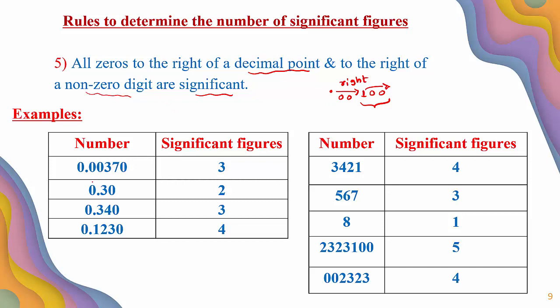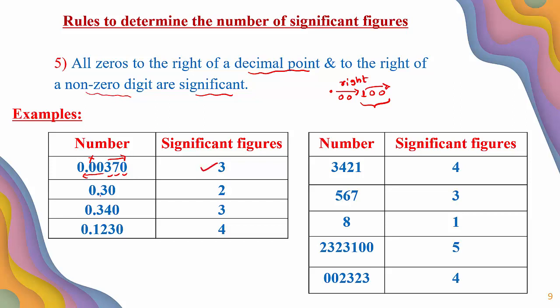0.00370. You can apply the fourth rule. On the left side of the first digit is what? This is not significant. On the right side of the non-zero digits are considered, 370. So, totally there are 3 significant figures.